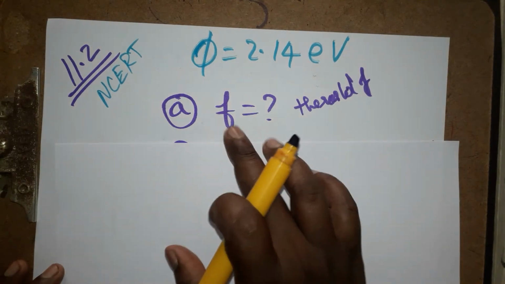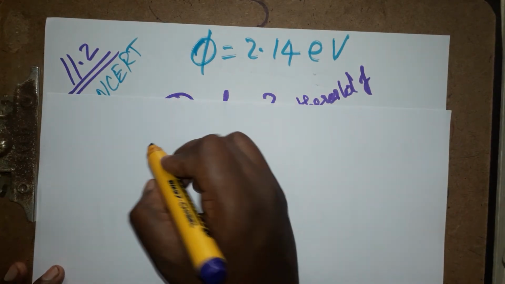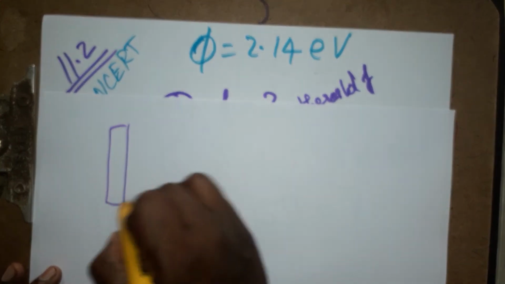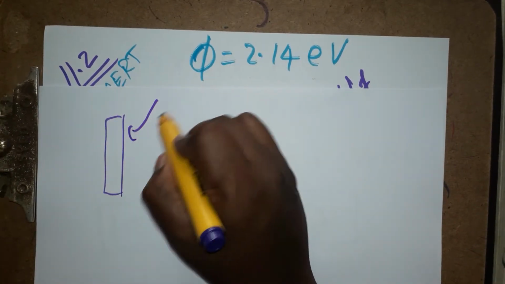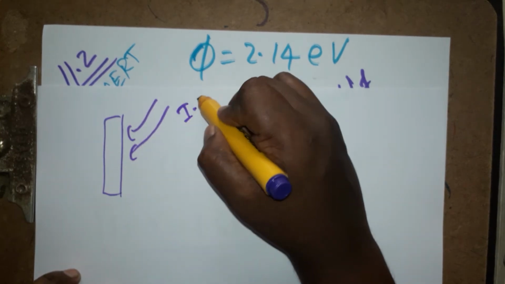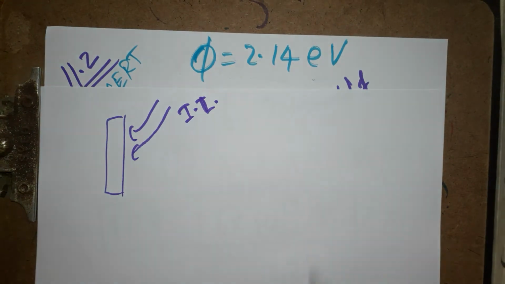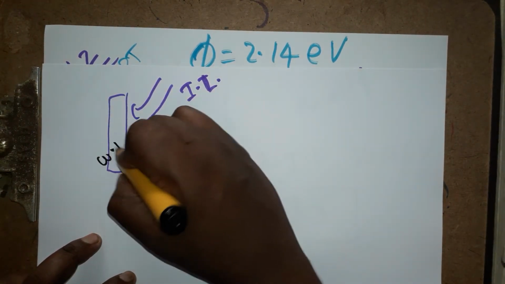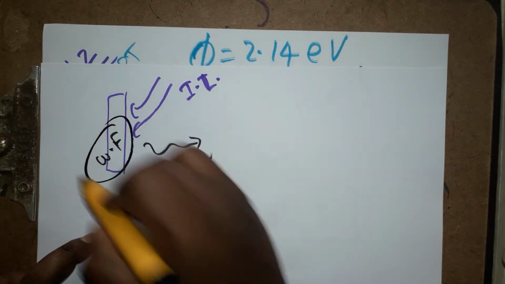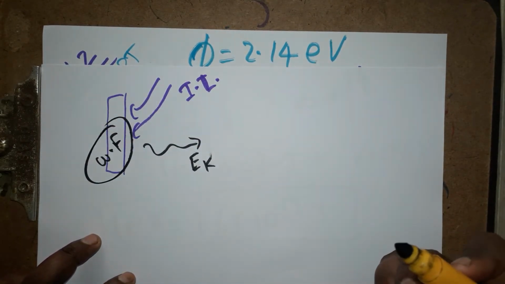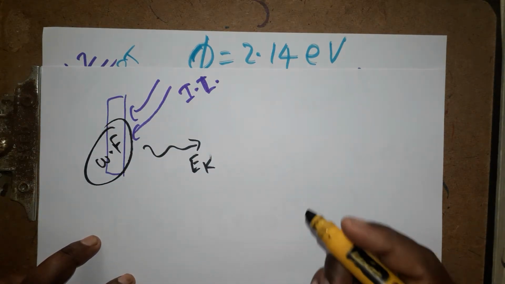First, they asked about the frequency. How much is the threshold frequency? First you need to know what threshold frequency is. So we have a photoelectric material. When the incident light is incident on the metal plate, some energy is taken as the work function, then the electron is emitted with the kinetic energy. The work function is the minimum energy required to emit the electron, or the minimum frequency required for the electron to emit. That we can take as the threshold frequency.